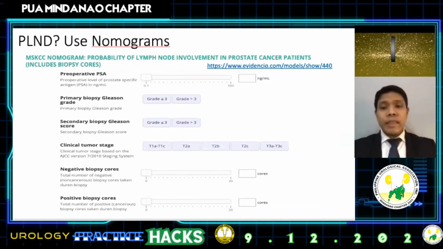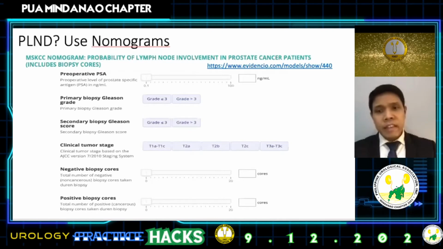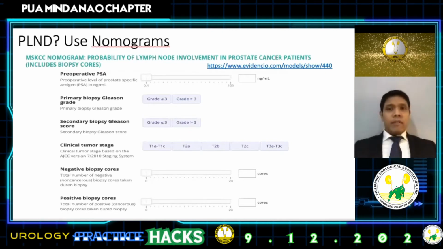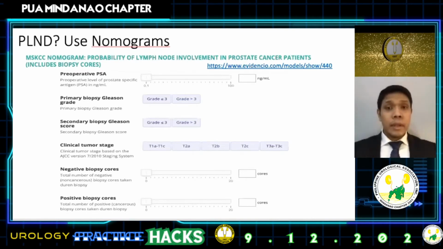And then you set the threshold. Probably 5 to 7% lymph node involvement would be sort of the deciding cutoff for lymph node dissection. So most would, if they see something like above 5% or above 7% likelihood of node involvement, then you will perform lymph node dissection in your radical prostatectomy.